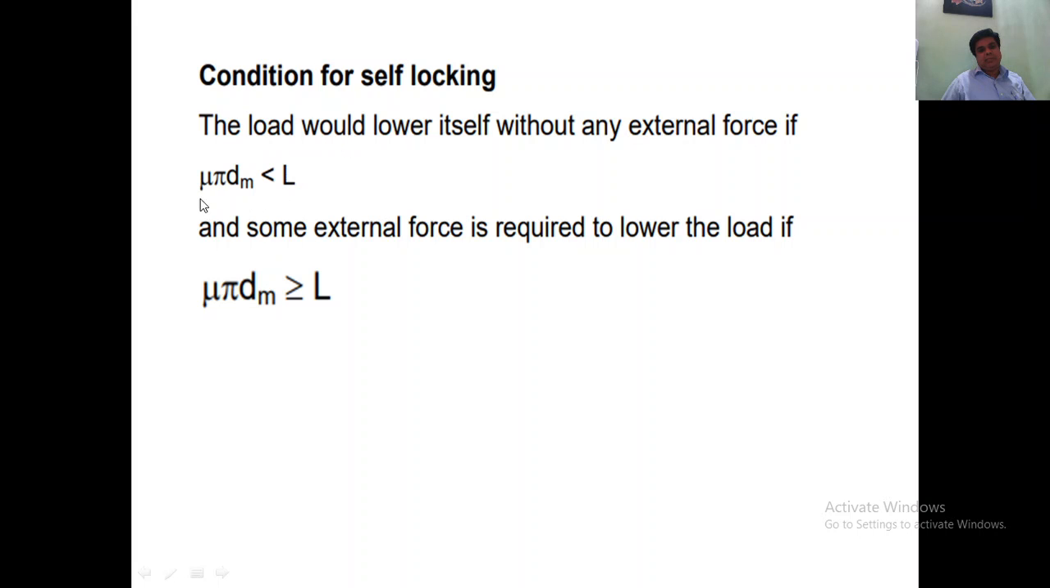That will happen when this mu into pi dm is less than the lead. And in some applications, you would apply external force or torque to lower the load which has been lifted. There the condition is that the lead should be less than this mu pi dm. So as the name indicates, self-locking. Lock means whatever load has been raised by applying the torque on the power screw will remain at that particular height or position without coming down, without lowering the load. For the self-locking condition, we have to satisfy this particular equation. You will see this in detail now.